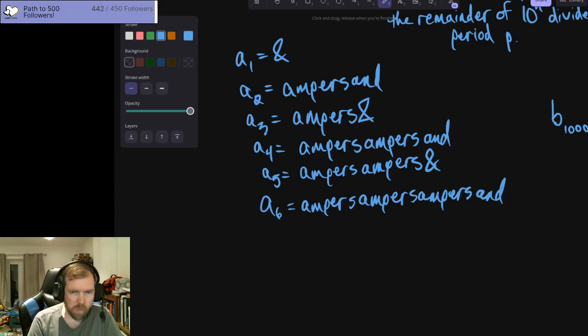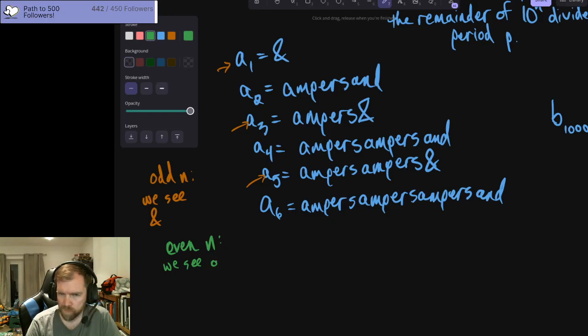Okay. On odd numbers. And for even n, we see n over 2 ampersands plus, and all the way at the end.